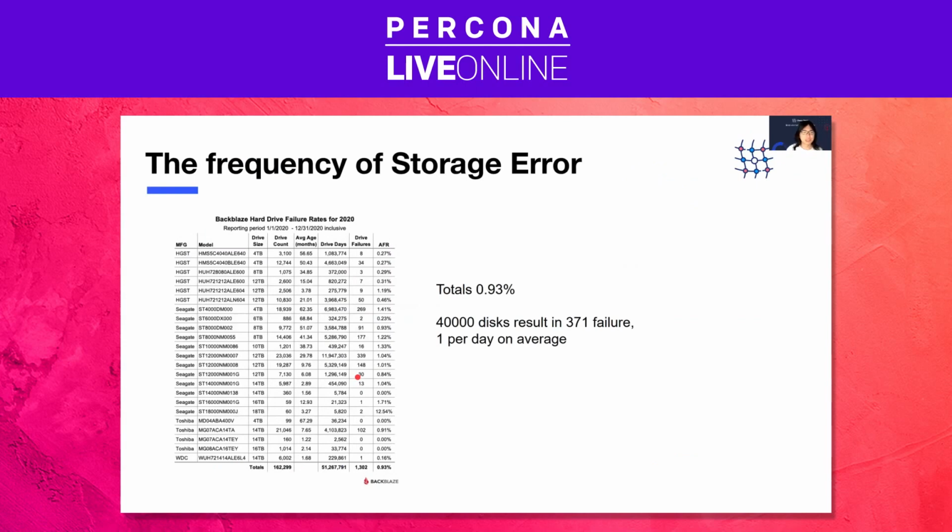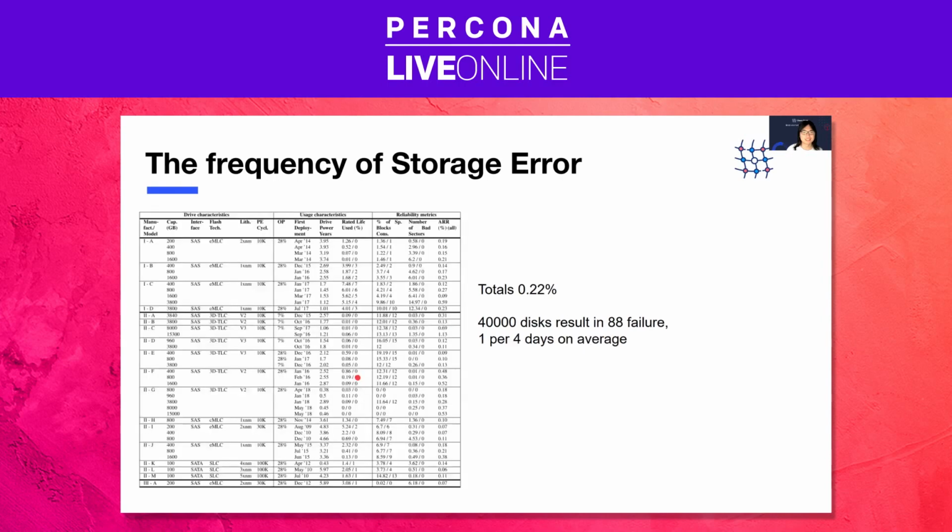I got a report about hard drive failure rate in 2020 from Backblaze, and it illustrates how frequent the storage errors happen. The total average AFR, which means annual failure rate of hard drive, is 0.93%, which means if your cluster has more than 40,000 disks, one of them will break per day. Though the stability of solid drive is much better, it's not good enough. The total ARR, which means annual replacement rate, is 0.22%, according to a study on SSD reliability.